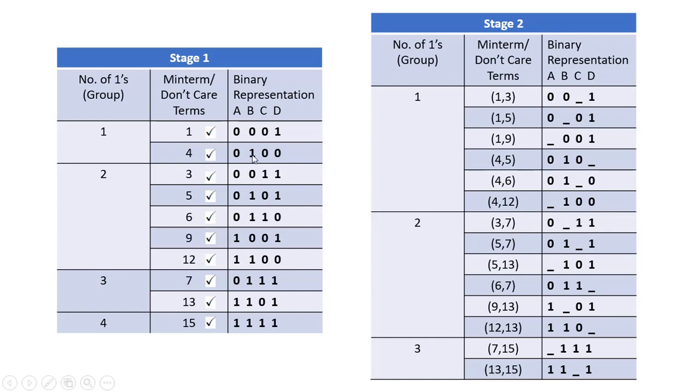So 3 with 7, 0 1, so a 1 bit difference. So this will be represented as a dash. We have removed the B variable. Then 3 with 13 is not possible. Then 5 with 7, 5 with 13, and so on. So you have to do this pairing, and whichever minterms are used in this pairing, you have to check off that minterm. You have to tick that minterm. So all the minterms or don't cares here are used in stage 2, so we have ticked all these.